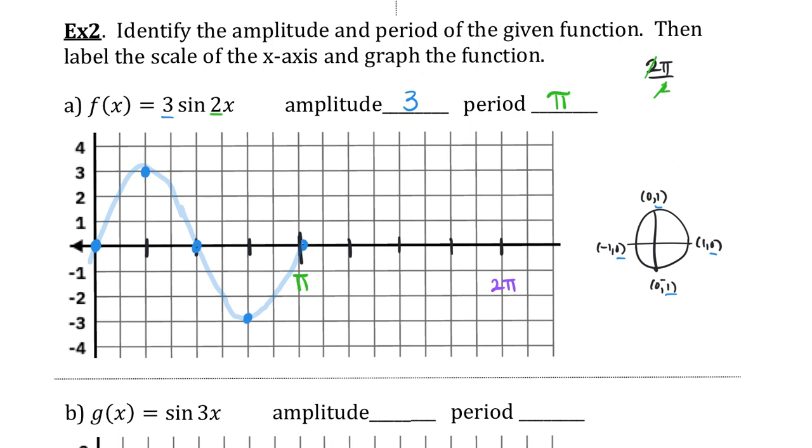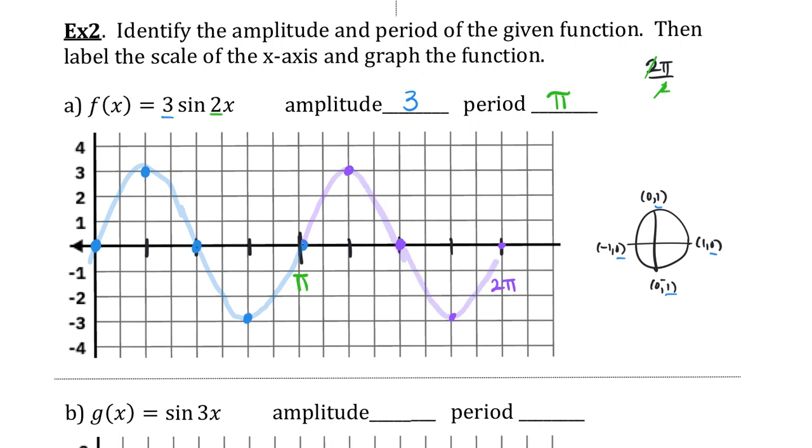Okay, and I've labeled enough points. Let me follow the same pattern and graph the next period. So it went 0, up 3, 0, down 3, 0. And if you get off, you just stop and you go, wait, which point got off? Just like I did earlier.